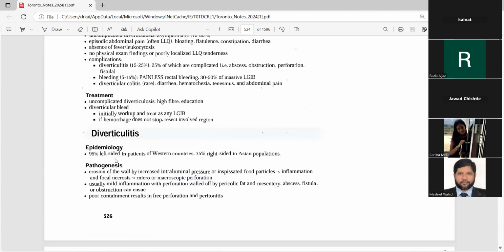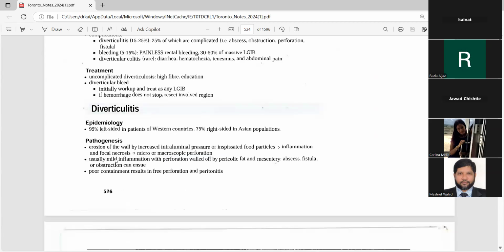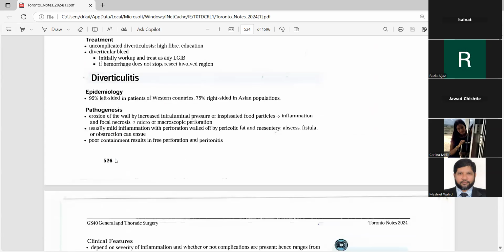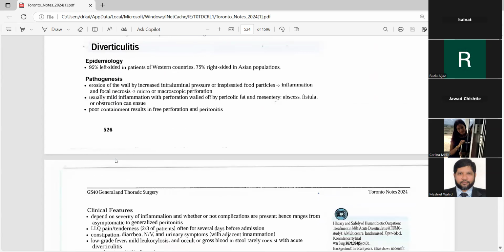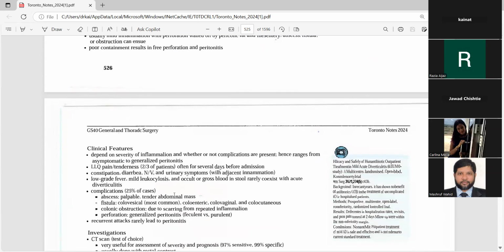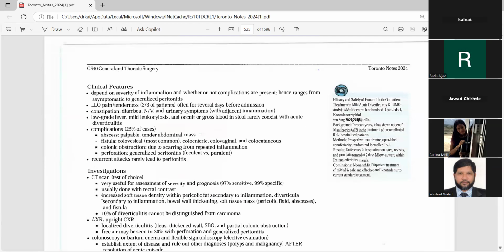Usually in emergency medicine, diverticulitis presents with a lot of pain and then bloody diarrhea. So that's why you need to know, because this is a differential diagnosis of bloody diarrhea as well as pain. The complications are abscess, fistula, obstruction, perforation. We do CT scan as the test of choice.